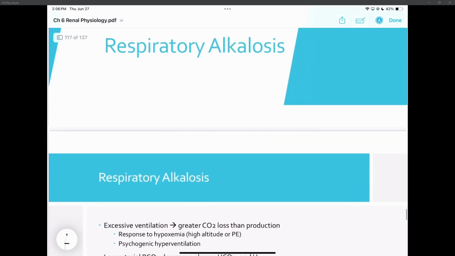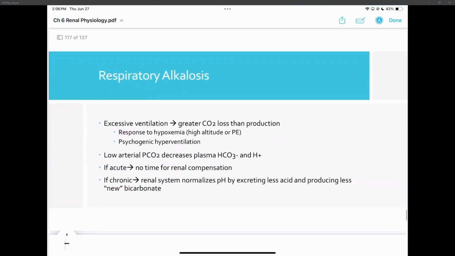Respiratory alkalosis. Okay? Now we have excessive ventilation, greater CO2 loss than production. This is a response to hypoxemia, high altitude, psychogenic hyperventilation. What's that? Anxiety attack. Psychogenic, the cause, the beginning, anxiety attack, caused hyperventilation. That low arterial PCO2, because we're blowing it all off, also decreases plasma bicarb and your hydrogen.